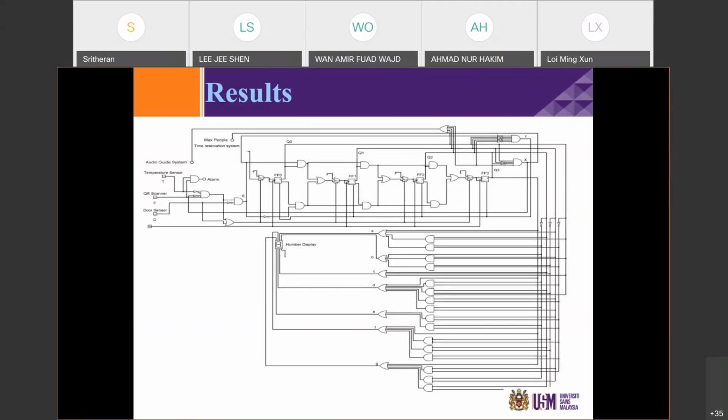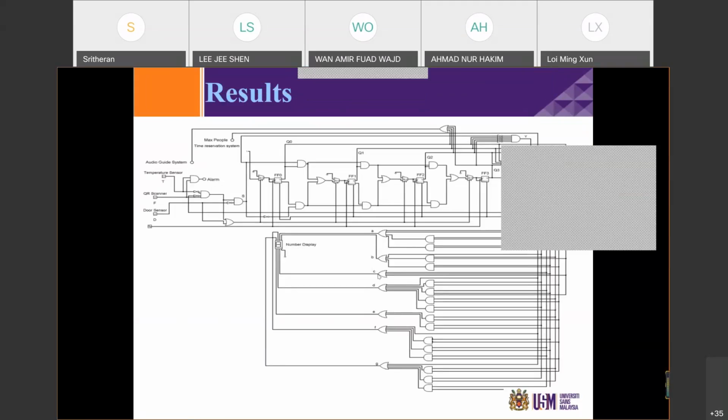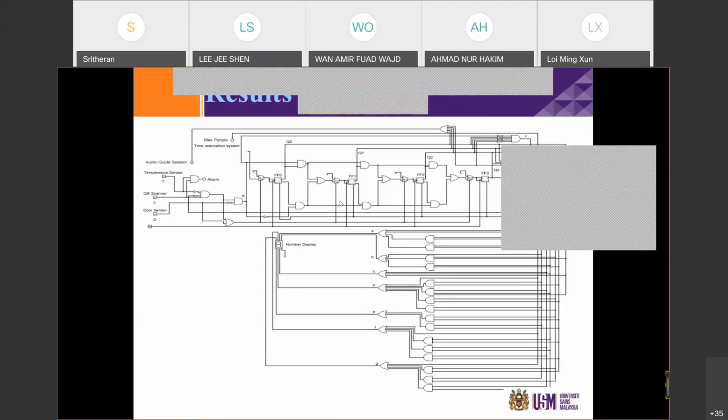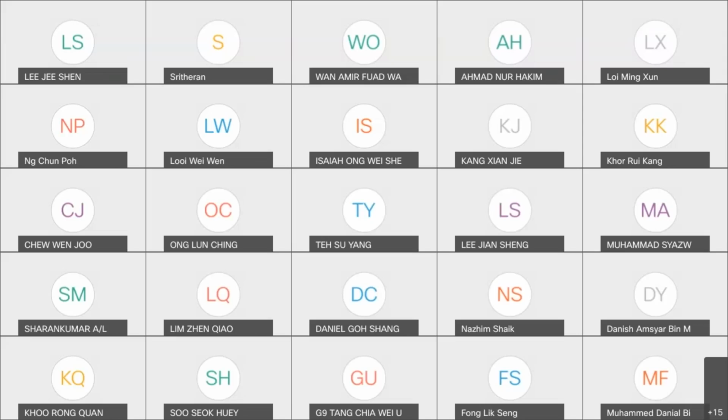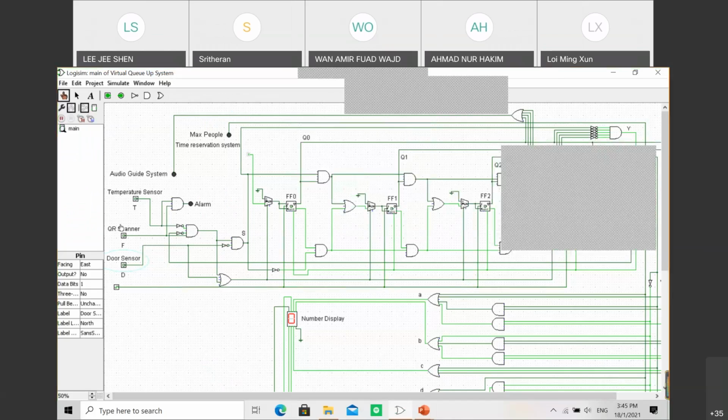Thank you. Good afternoon, doctor. Can you hear me? So this is the circuit schematic of our project. Please allow me to show the demonstration of the circuit. Doctor, can you see the screen? Yes. Okay.